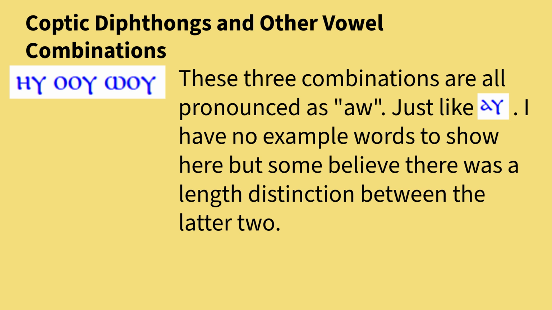But some believe there was a length distinction between the latter two. So between o epsilon and omega o epsilon, with the second one of them being slightly longer than the first, similar to how some people also believe that the oi diphthong, which was spelt either omega epsilon or omega yada or o yada, might have also had a similar distinction in length. It's impossible to know once again without recordings. However, I suppose the difference in spelling might suggest that.